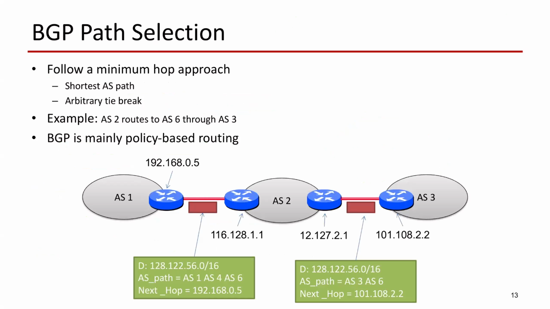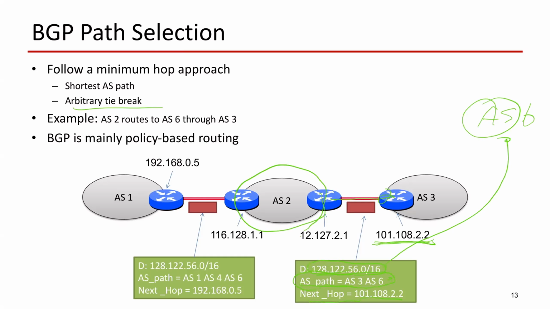BGP path selection follows a minimum hop approach, basically minimum hop and shortest AS path. If there is a tie, just break it arbitrarily. For example, AS2 to AS6, let's say here's AS6, all the way right. I should go to AS3 first. If I want to talk to someone in AS6, then I set the path AS3, AS6, and the next hop is this interface. So I am AS2, my next hop is this interface, and it is discarded sequentially: AS3, then go to AS6. But by having path information in the AS view, I can quickly detect the loop and quickly make a decision on the policy.